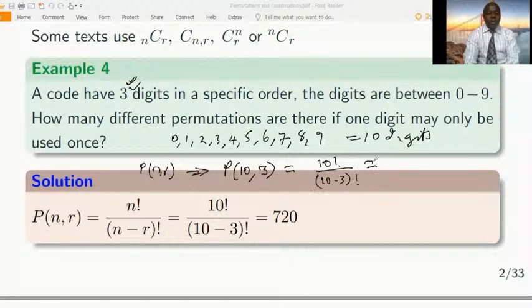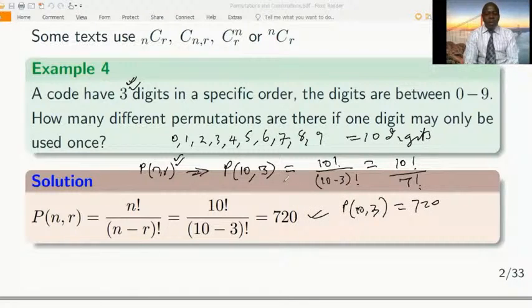And this you can use your calculator. Your calculator has 10 factorial, and the denominator there is 7 factorial. So you can just use your calculator and find what 10 factorial is, and then what 7 factorial is, and then divide, and you have the answer. In fact, your calculator also has this permutation symbol there. You can press permutation 10-3 and get the answer 720.